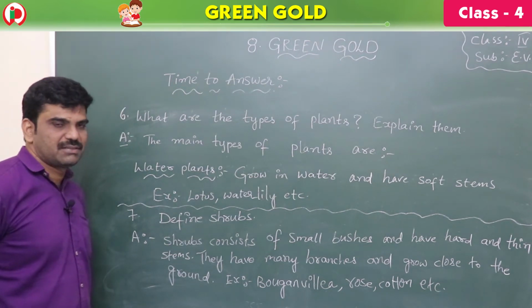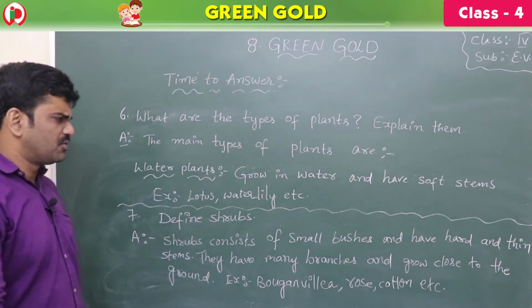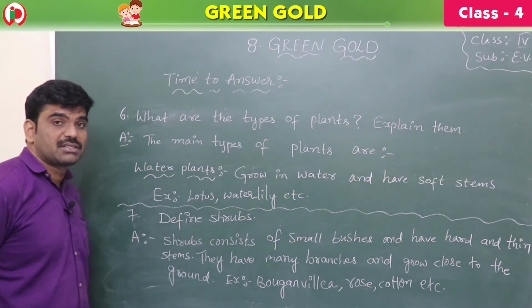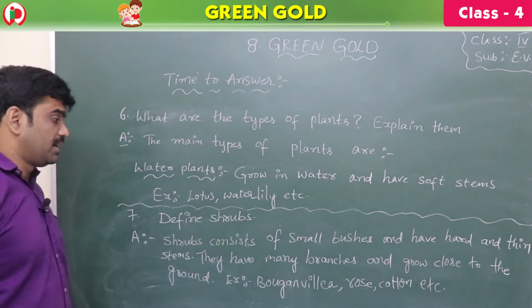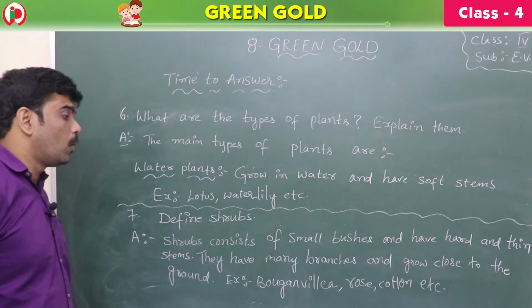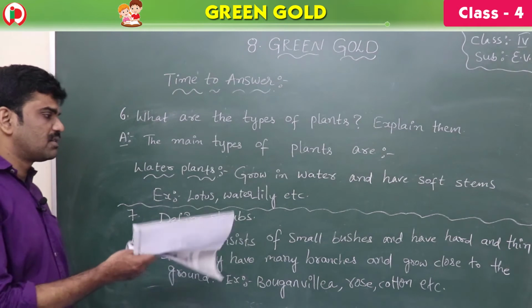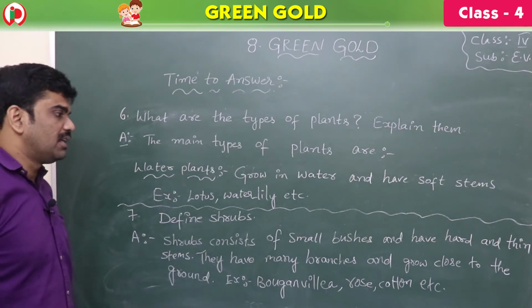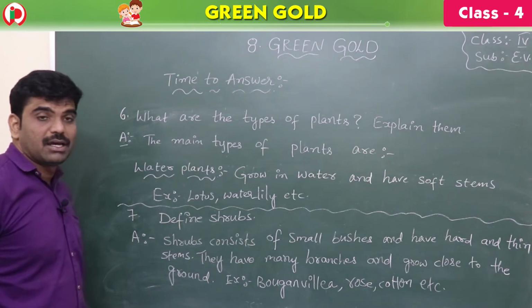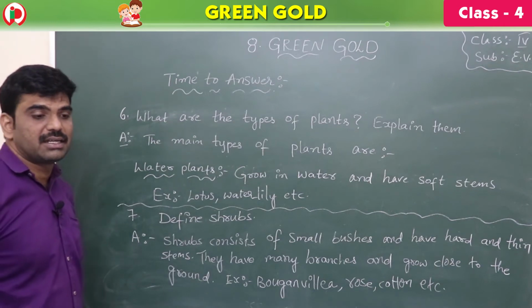Define shrubs. Shrubs consist of small bushes, children. They have very small bushes and have hard and thin stems. These shrubs consist of stems which are very hard and thin. They have many branches, children, and they grow close to the ground. So shrubs consist of small bushes and have hard and thin stems. Example is bougainvillea, rose, cotton, etc.